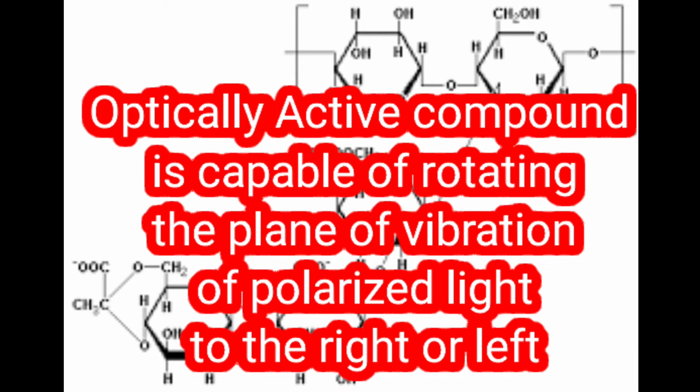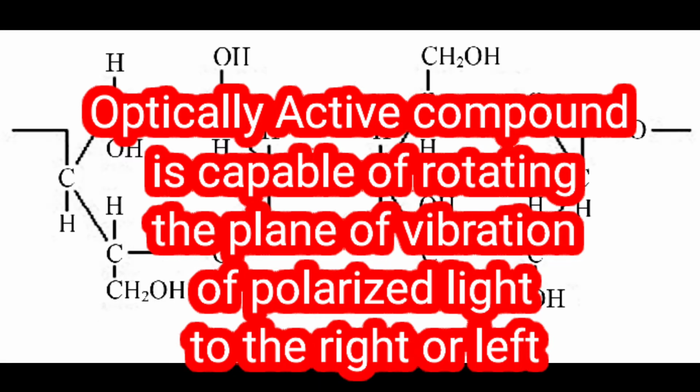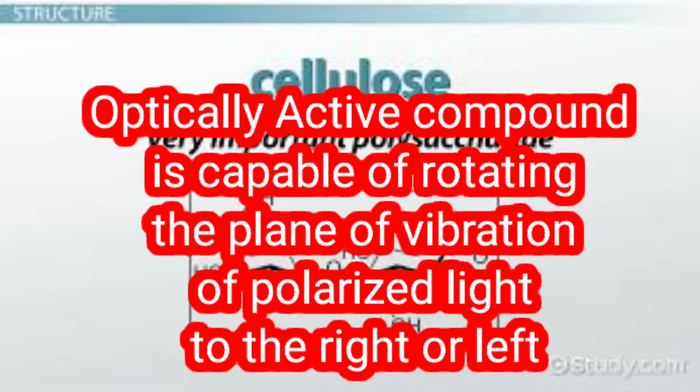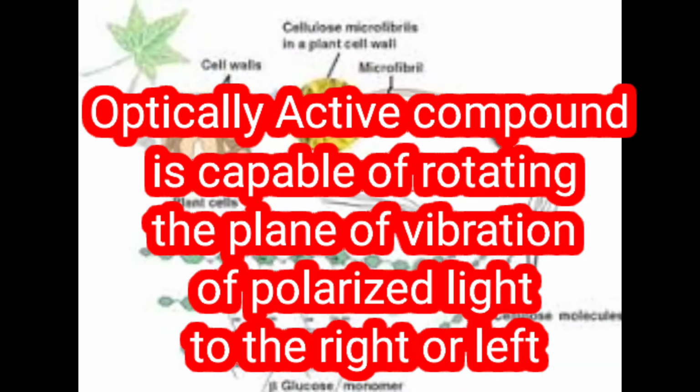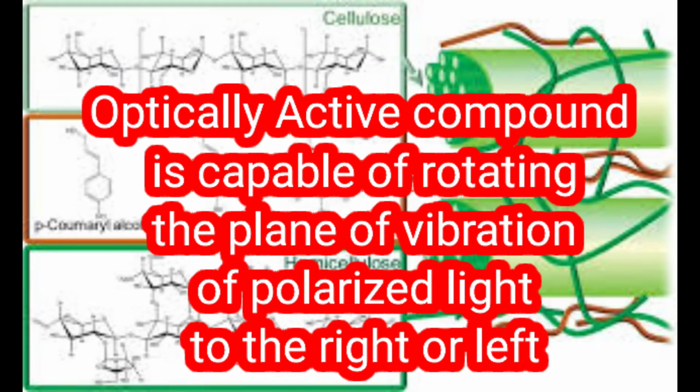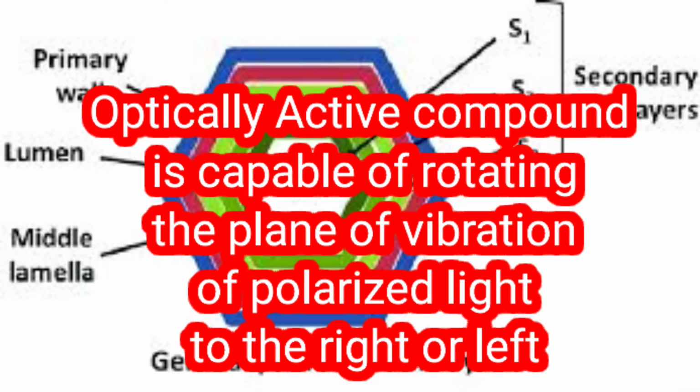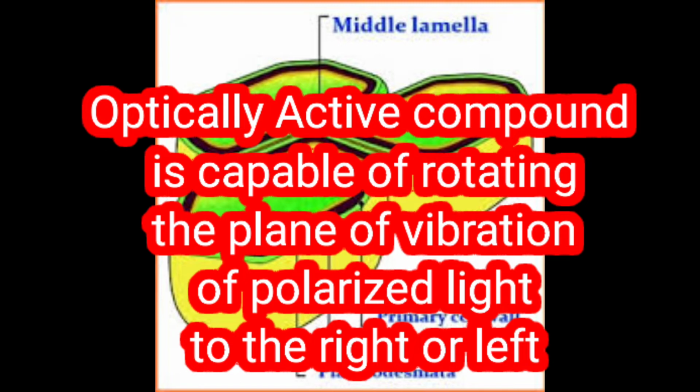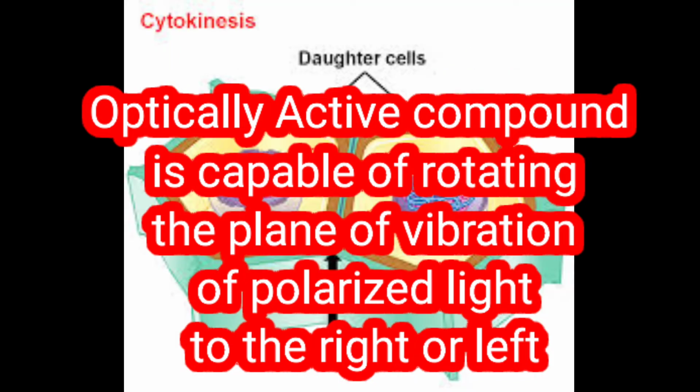Optically active compounds are capable of rotating the plane of vibration of polarized light to the left or right. When it is rotated to the right, it is known as dextrorotatory. When it rotates to the left, it is known as levorotatory. So the primary cell wall contains fibers, cellulose fibers and matrix.